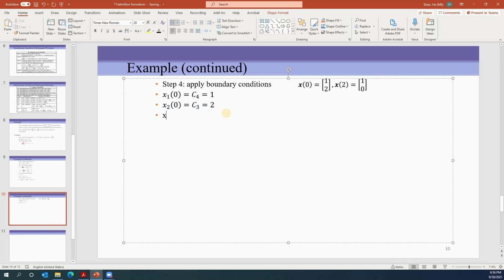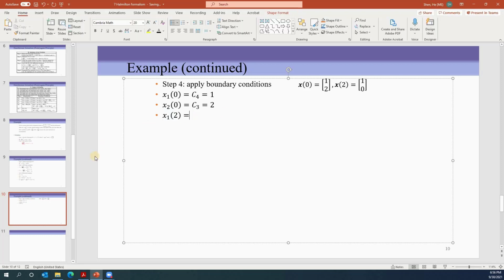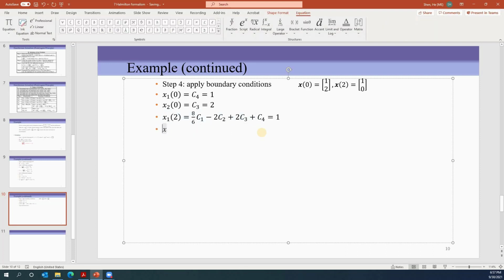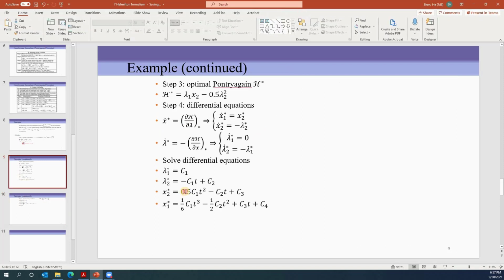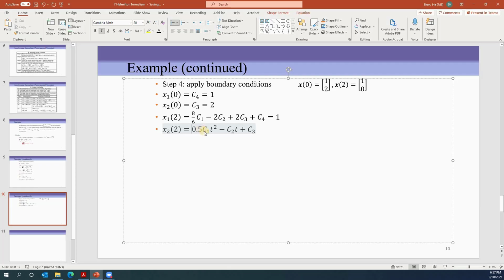And x1 at time tf, here tf is equal to 2 seconds. We'll plug 2 into the formula. So x1 is this, so this will be 8 over 6 C1 minus 2 C2 plus 2 C3 plus C4, and this is equal to 1. And the last one is x2 at time 2 seconds, plug everything into this expression. This is 2 C1 minus 2 C2 plus C3. This is equal to 0.